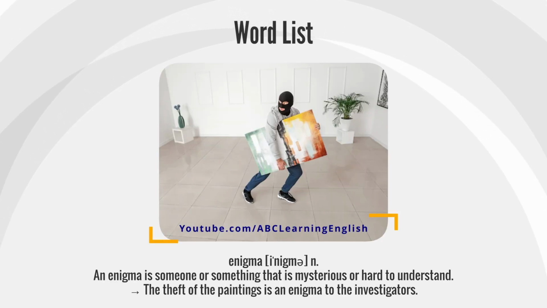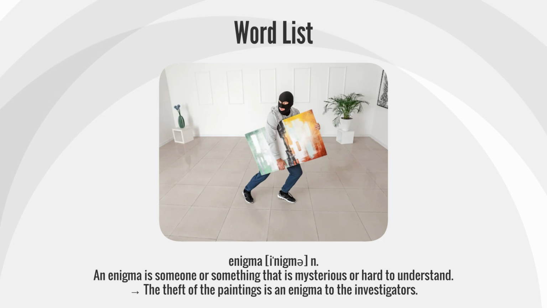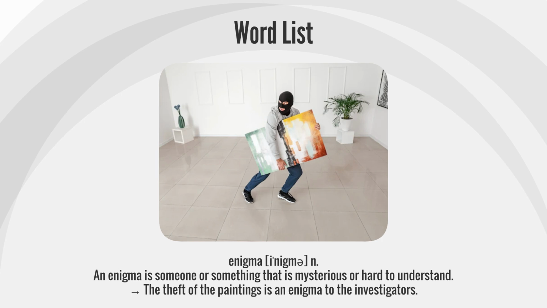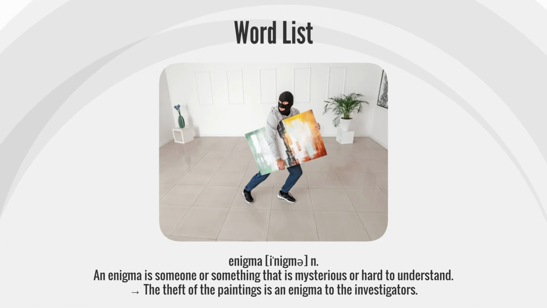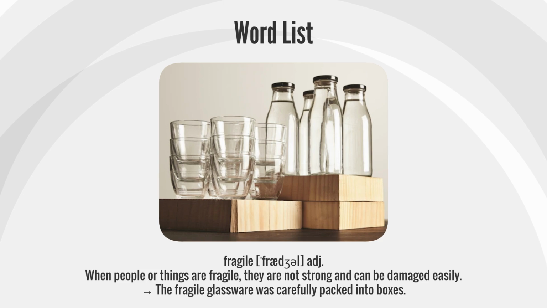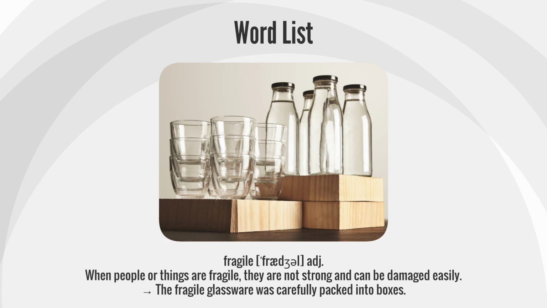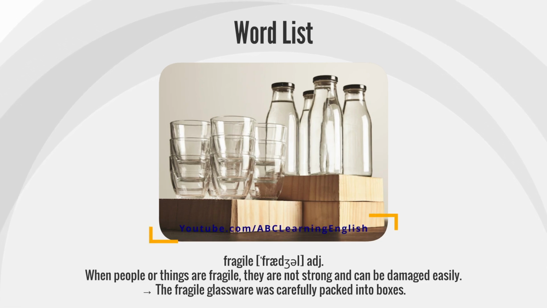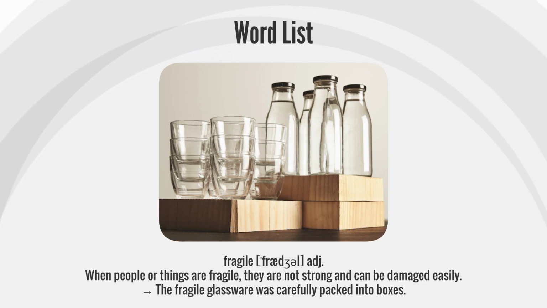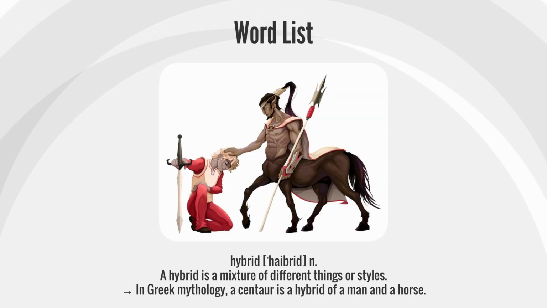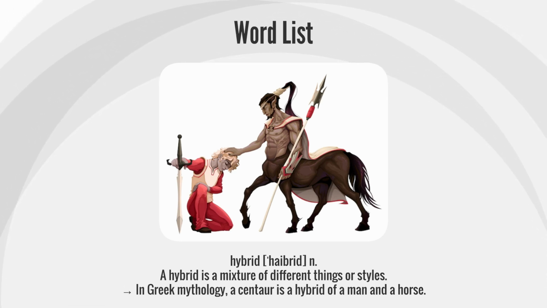Enigma. An enigma is someone or something that is mysterious or hard to understand. The theft of the paintings is an enigma to the investigators. Fragile. When people or things are fragile, they are not strong and can be damaged easily. The fragile glassware was carefully packed into boxes. Hybrid. A hybrid is a mixture of different things or styles. In Greek mythology, a centaur is a hybrid of a man and a horse.